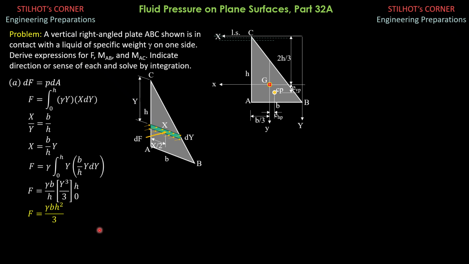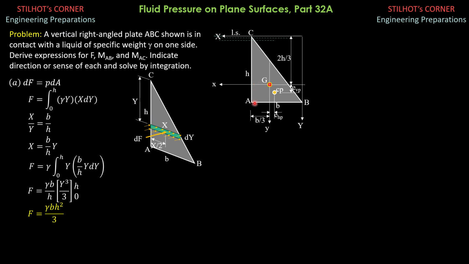So gamma BH square over 3, and it is pointing backwards or in that direction if we have center pressure here. Next is for moment about AB. So if you curl your forefingers, then our right thumb will be pointing in that direction, which is the same positive direction as this x-axis here. So it is positive.